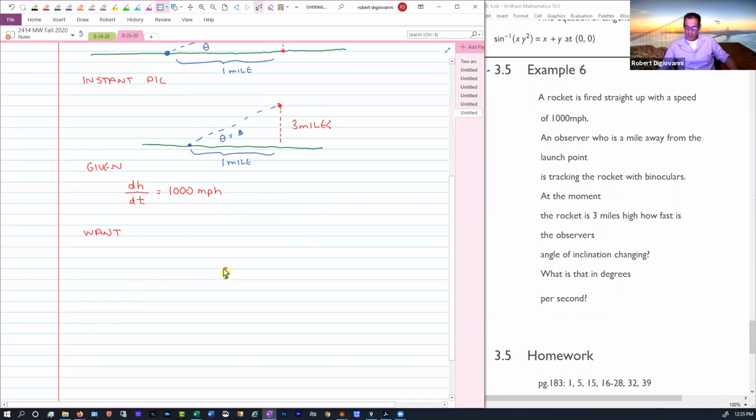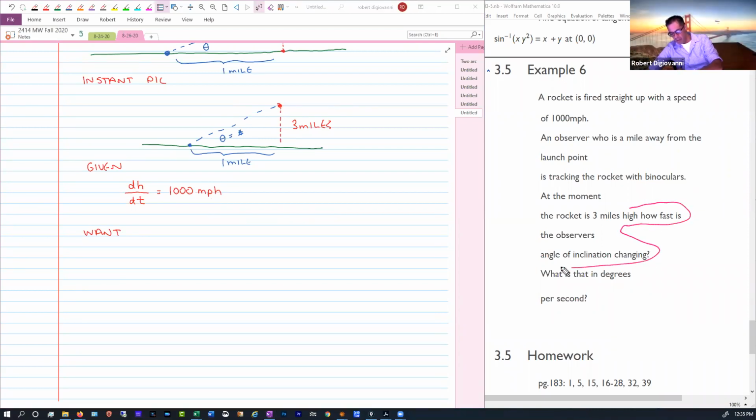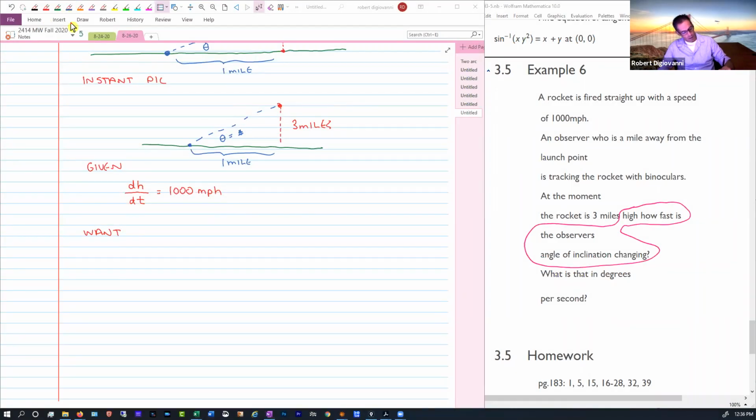What do I want? What is the question asking us to find? How fast is the angle of inclination changing? When it says how fast, we're talking about a derivative, right? A speed. What I want here is how fast the angle, which I've called theta, is changing with respect to time.